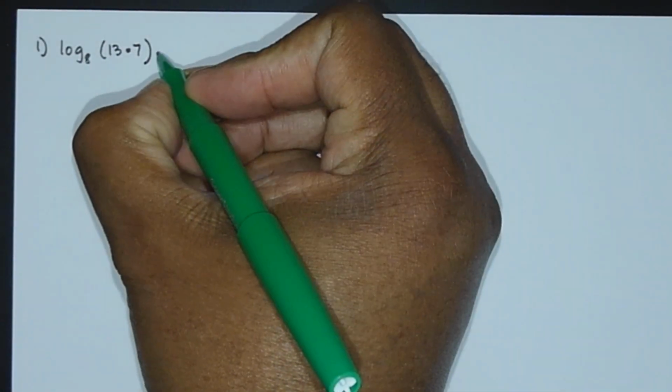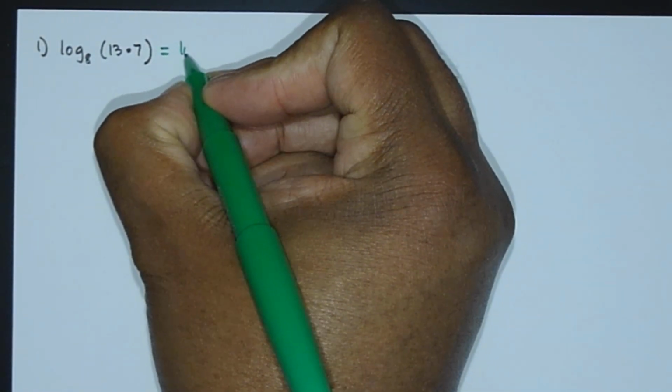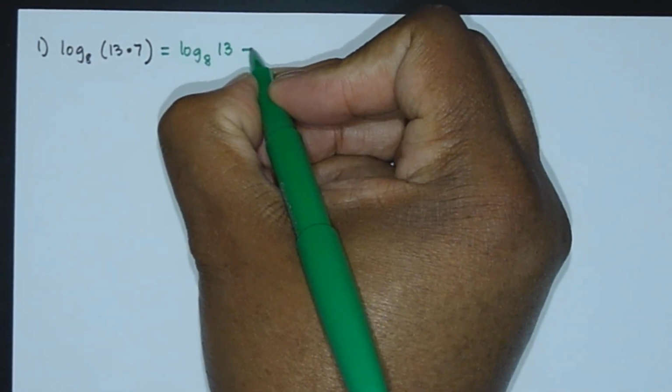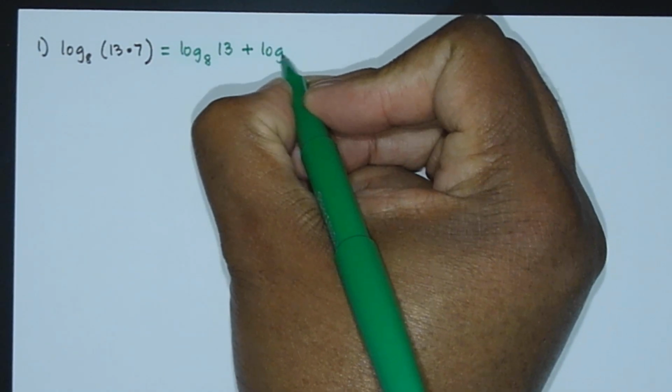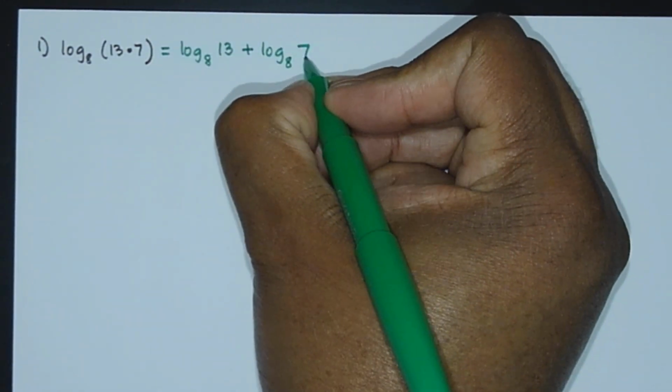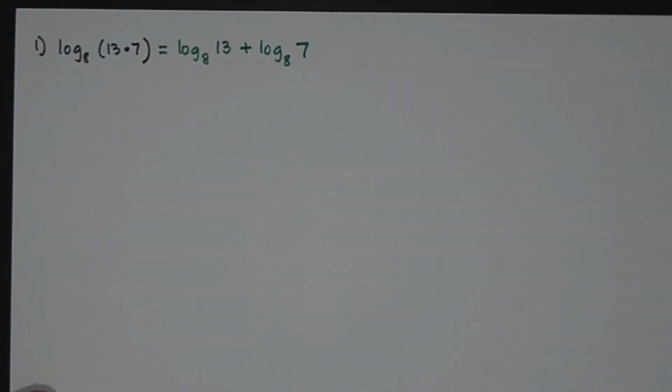So log to the base 8 of 13 times 7 would just be this, log to the base 8 of the first number, which is 13, plus log to the base 8 of the second number, which is 7. And I will go no further than that because I cannot find a whole number where 8 to what power gives me 13, nor can I find 8 to what whole number power would give you 7. Okay. Any questions about problem number one?